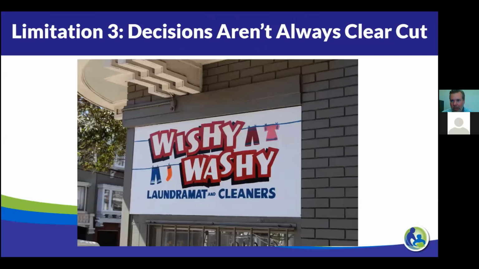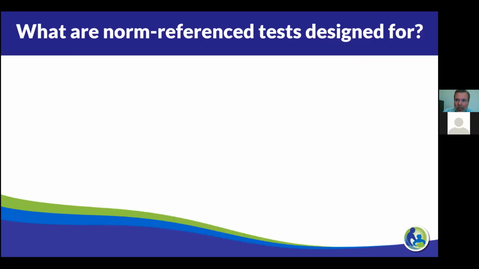The wishy-washy, Mr. Wishy-washy. When we're looking at our norm reference data, the decisions that we make are not always clear cut, right? So in the previous section, I've hopefully illustrated and provided some compelling evidence that these data aren't always completely accurate. Now, to layer on top of that, these decisions that we're making are not always clear cut, right?